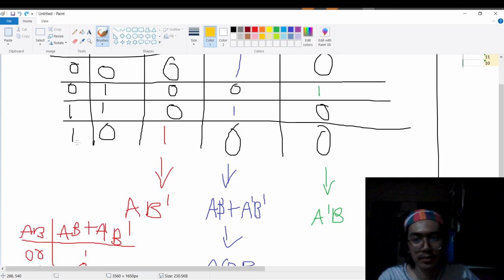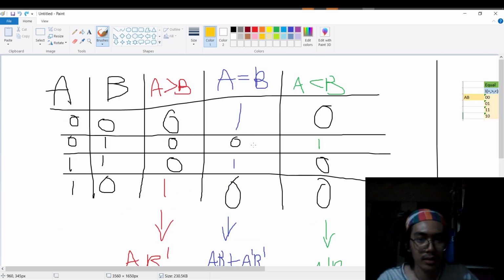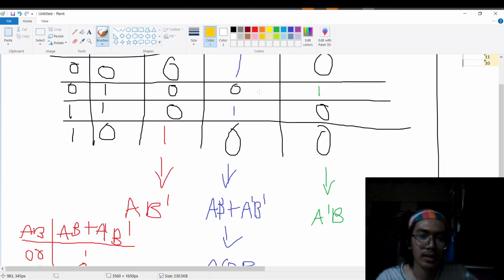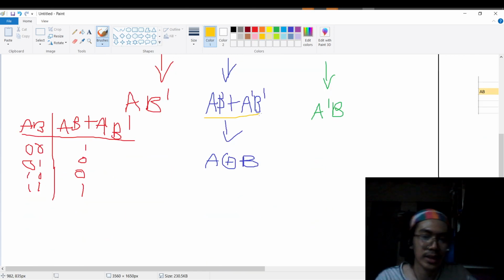We just convert the inputs for the column A greater than B into literals, so that is A, B prime. And for the second column where A is equal to B, since there are two inputs, we will have two combinations of literals, with the plus operation or the OR operation. We convert the inputs 0, 0 and 1, 1: 0, 0 is A prime, B prime, and 1, 1 is A, B. And as you can see, this equation exhibits the XOR operation.